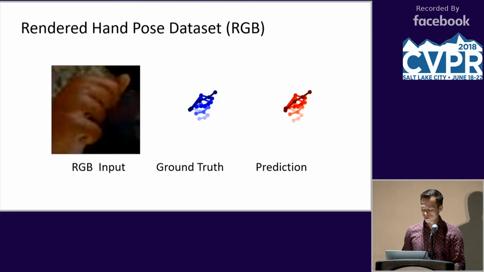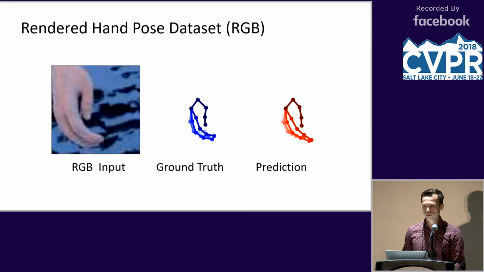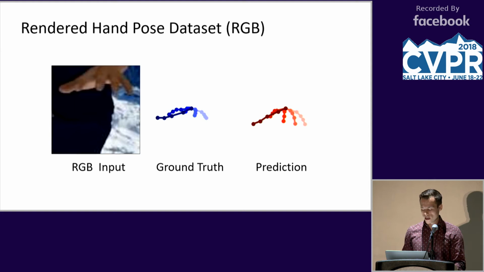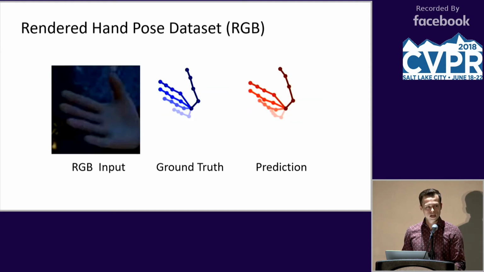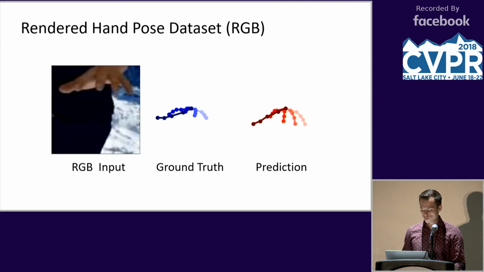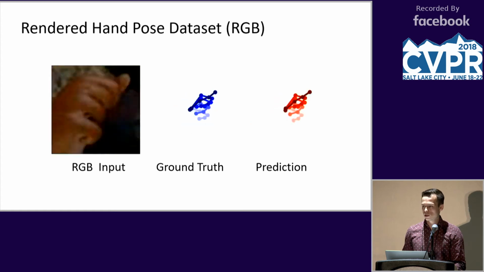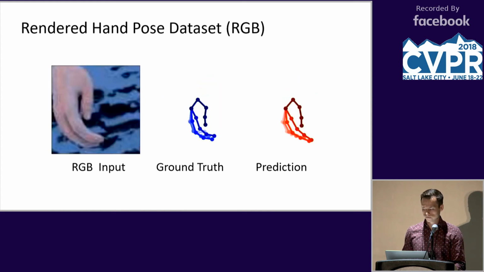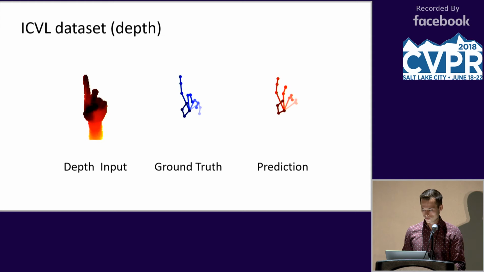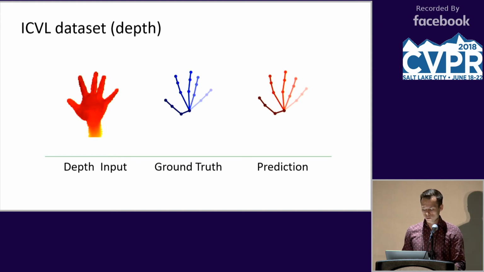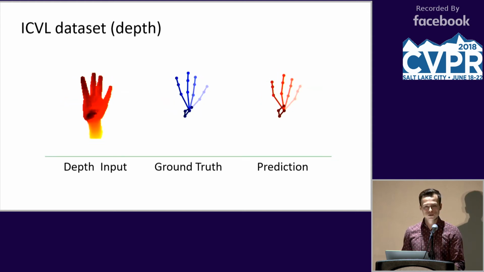You've already seen results on the real data. Here are predictions on the more difficult rendered hand pose dataset. Again, blue being ground truth and red our predictions. Our model works well under difficult conditions such as low lighting and self-occlusion. With minor modifications, our model achieves competitive performance on depth data as well.